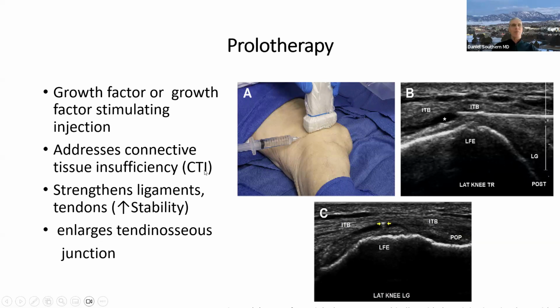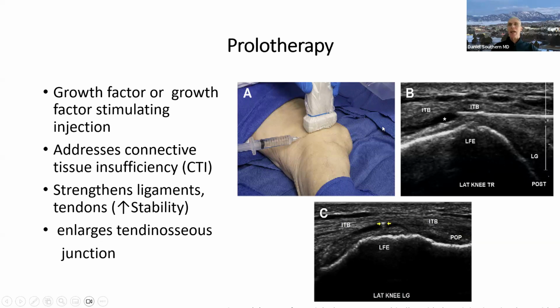That's a very fancy term and a very fancy way of saying your ligaments are too loose and your tendons are too loose and we need to tighten them up, or they're torn and we need to repair them. So prolotherapy strengthens soft tissues. It strengthens ligaments and tendons. And if you do that, you can very definitely increase stability. It also enlarges the footprint of where ligaments and tendons attach to bone. That's what tendon osseous junction means.